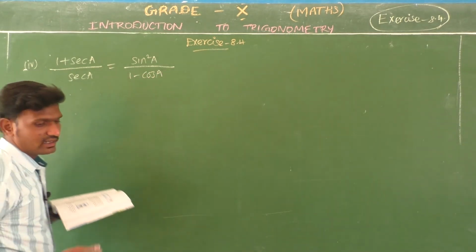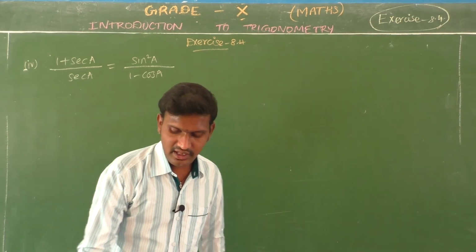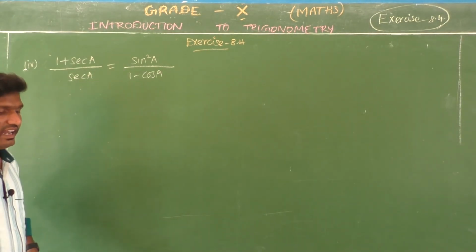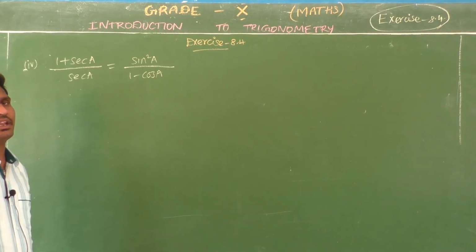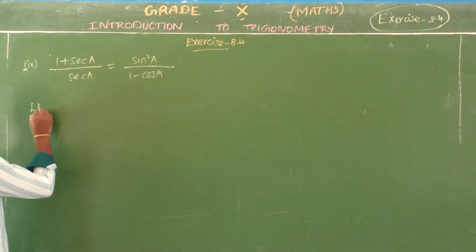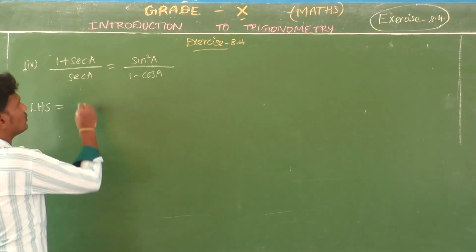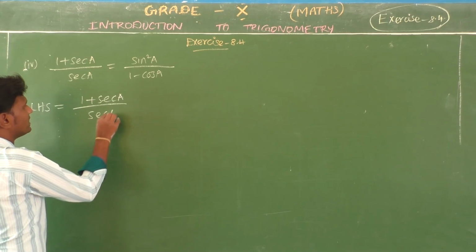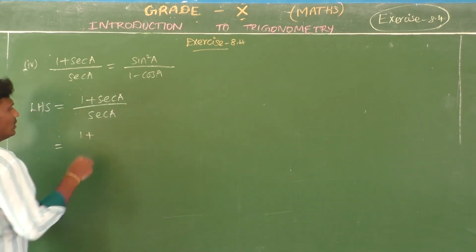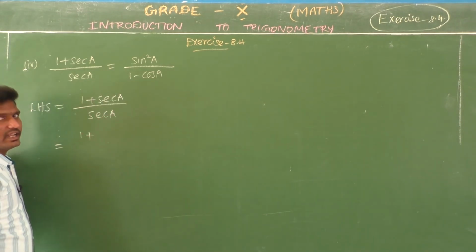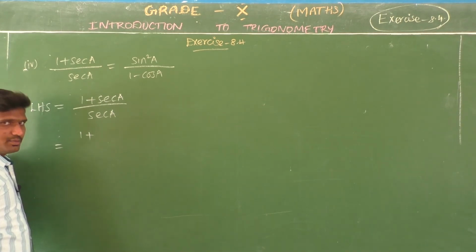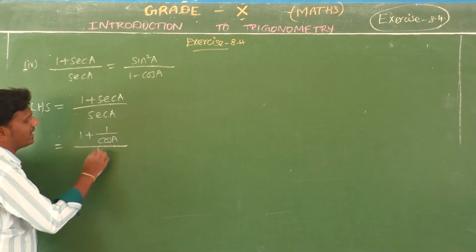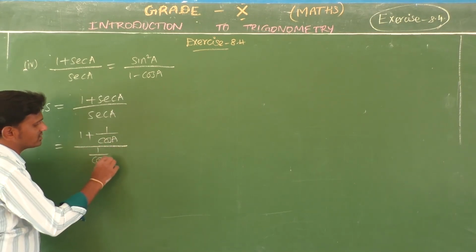The question is already given in brackets: take them individually, separate, and simplify LHS and RHS separately. So here I am going to take the left side first. What do you have on your left side? 1 plus secant A by secant A. Secant A is the reciprocal of cos, so 1 plus 1 by cos A, the whole divided by secant A, which means 1 by cos A.